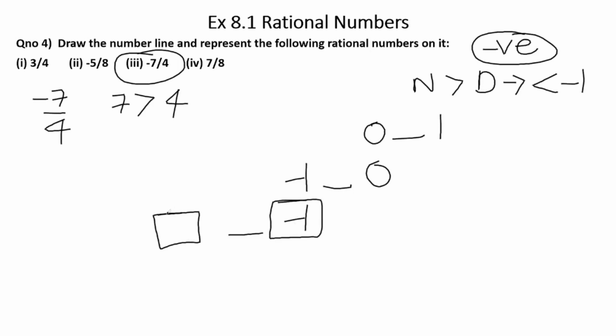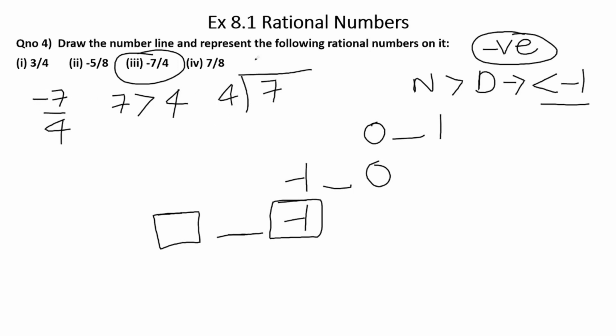We didn't get another boundary value. In this case, how can we represent minus 7 by 4 on the number line? To represent this on the number line, we should get both the boundary values. So to get the boundary value, just divide minus 7 by 4. Ignore the minus sign, divide 7 by 4.